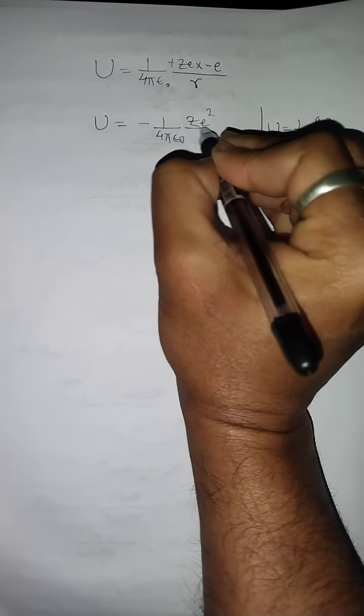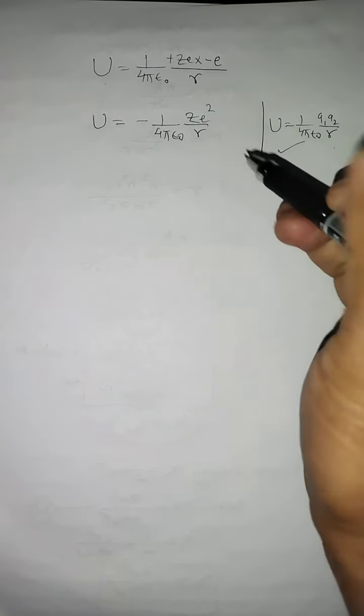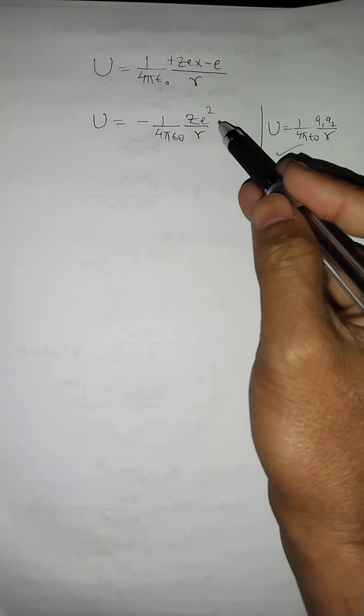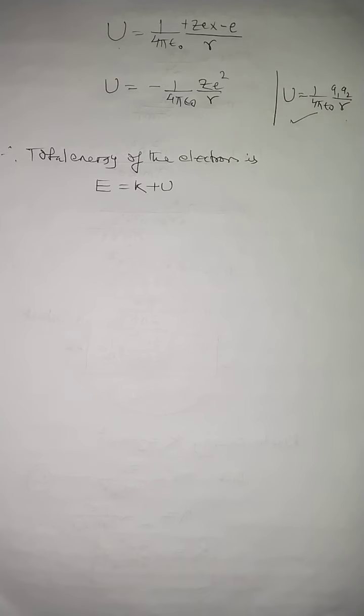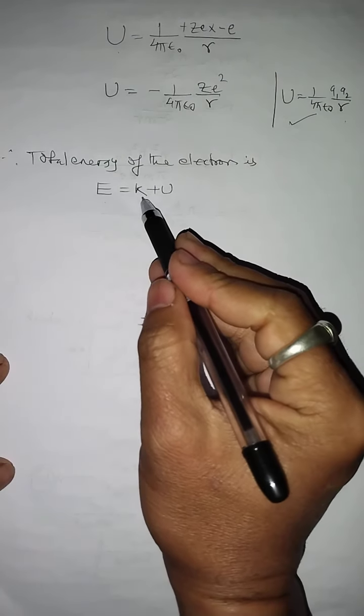E square by R. So this is the relation that measures the electric potential energy. In this relation I write U only, equals minus 1 by 4 epsilon naught Z E square by R. But the total energy means the sum of kinetic energy and potential energy. So we calculate the total energy of the electron, that is E, as the sum of kinetic energy and potential energy.